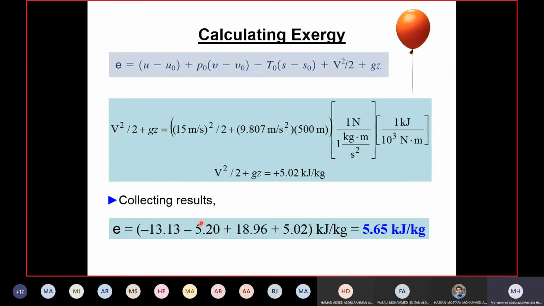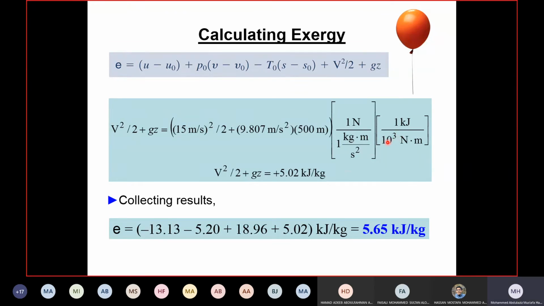So at the end, this has the term U minus U naught, V minus V naught multiplied by P naught, and then minus T naught times S minus S naught, and then we have the kinetic and potential energy, and this will give me that. Some students may forget this one here, okay? And this will be a big mistake.